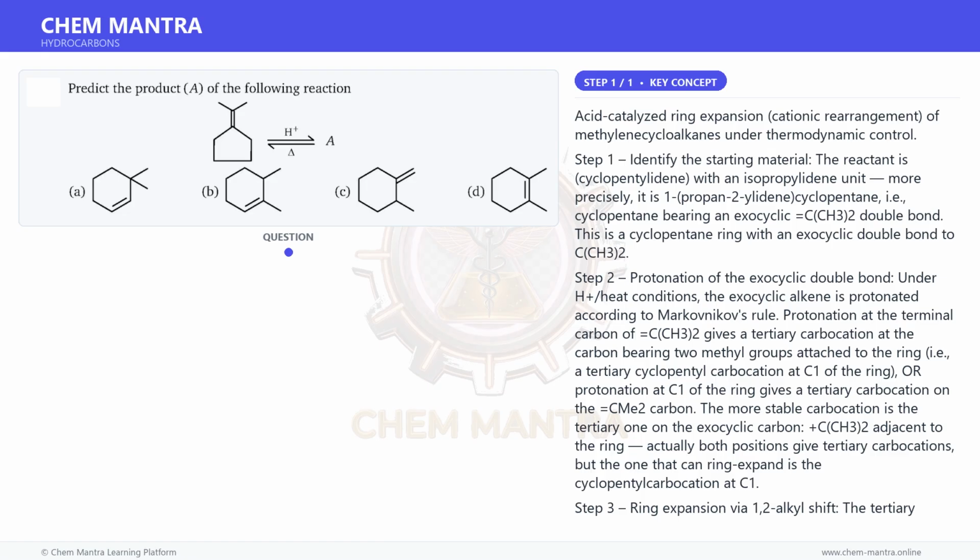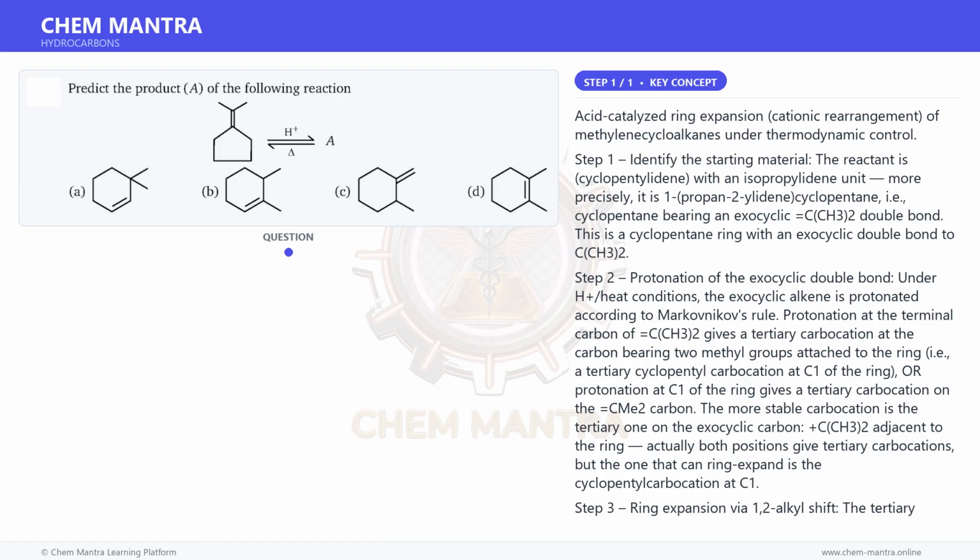The more stable carbocation is the tertiary one on the exocyclic carbon, C+(CH3)2, adjacent to the ring. Actually, both positions give tertiary carbocations, but the one that can ring expand is the cyclopentyl carbocation at C1.